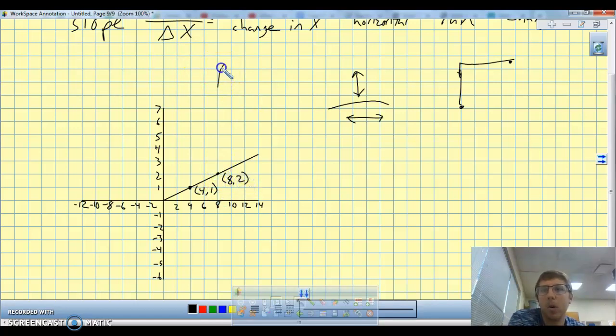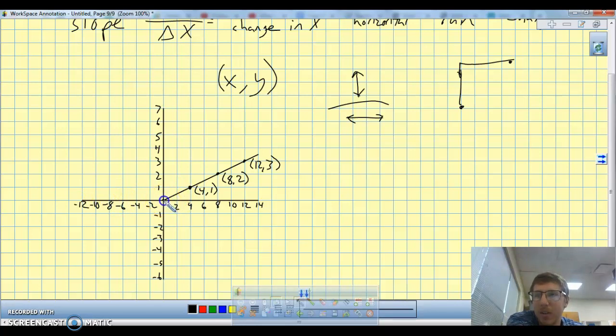Now remember, coordinates are x first, then y. You think of the coordinates, you think of the alphabet. You're going to go the x value first, then the y value. So that's how I got these coordinates. And then again, another coordinate on here is 12, 3, right? Okay? So again, you want to do rise over run.